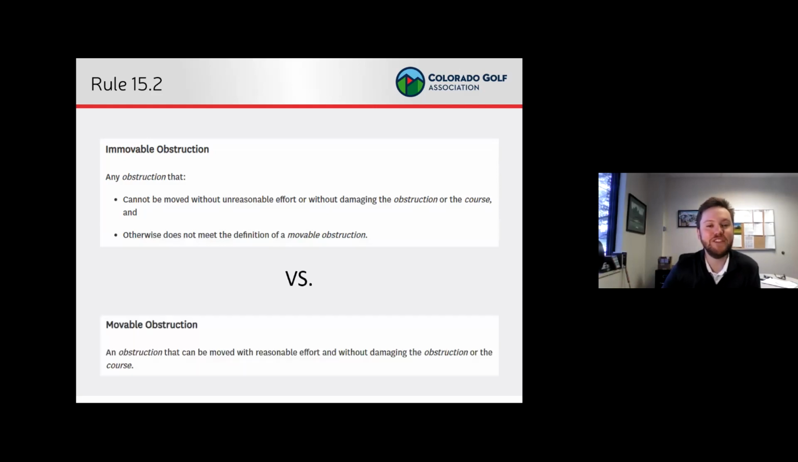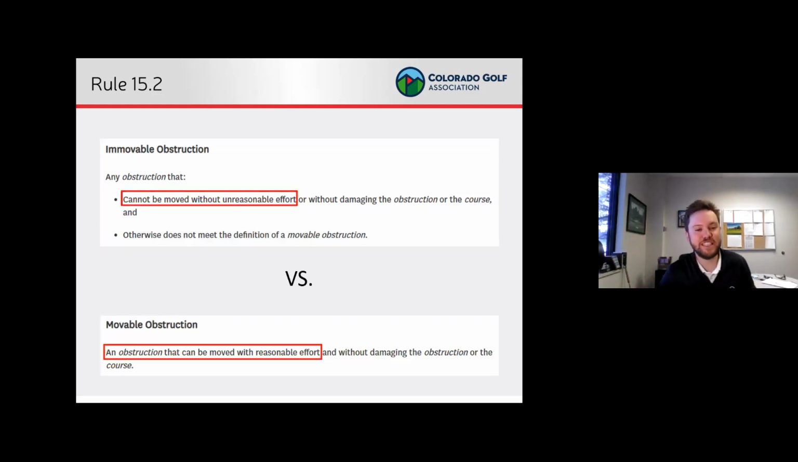So it's kind of interesting here. We've got obstruction, movable, immovable. And when we look at what the difference is, it's simply right here. An immovable obstruction cannot be moved without a reasonable effort, and a movable obstruction can be moved with reasonable effort. So really it comes down to can you or can't you? And if it's one or the other, it's almost like if you know what it is or what it is not, it has to be the other. So I know this is not an immovable obstruction, therefore it must be a movable, and then the opposite is true.